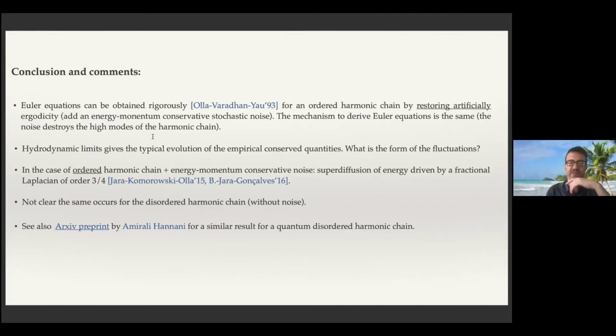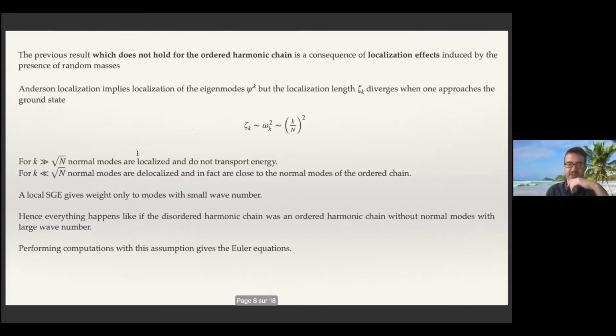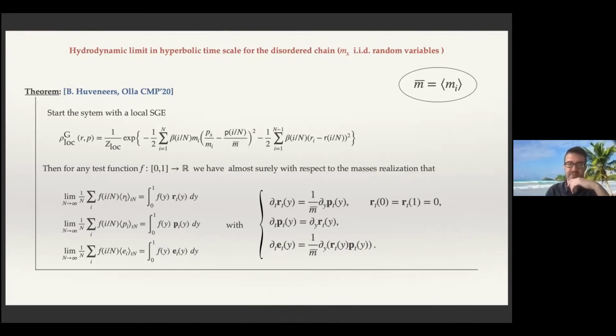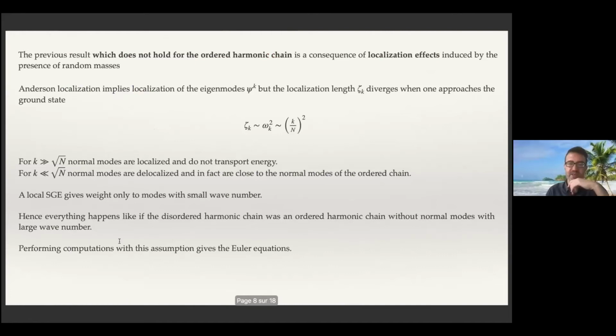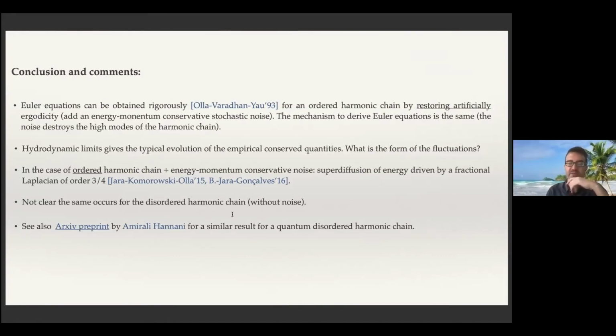So it means that basically it is the same process in order to obtain these hydrodynamic limits and the reason for which it works. But hydrodynamic limits give just the typical evolution of the empirical conserved quantities. It is mainly a law of large numbers for the empirical stretch, empirical momentum, and empirical energy. And so a natural question is, what is the form of the fluctuations of the energy, for example, for some disordered harmonic chain?